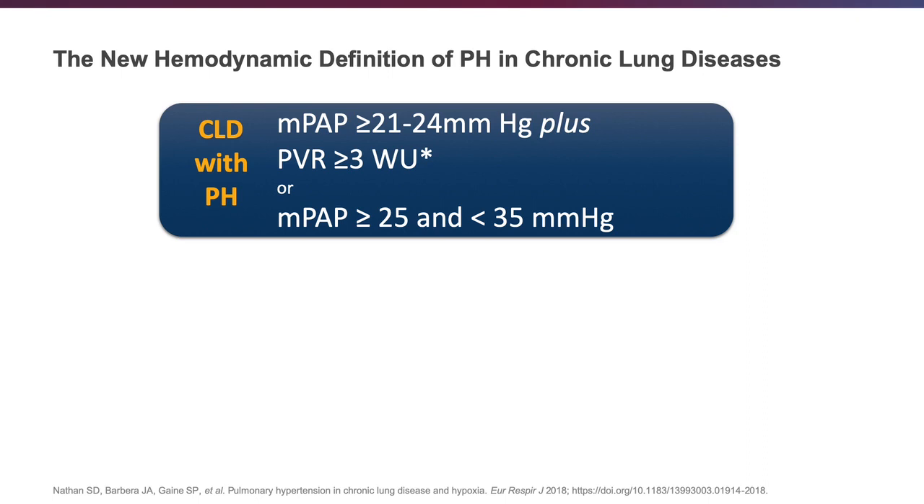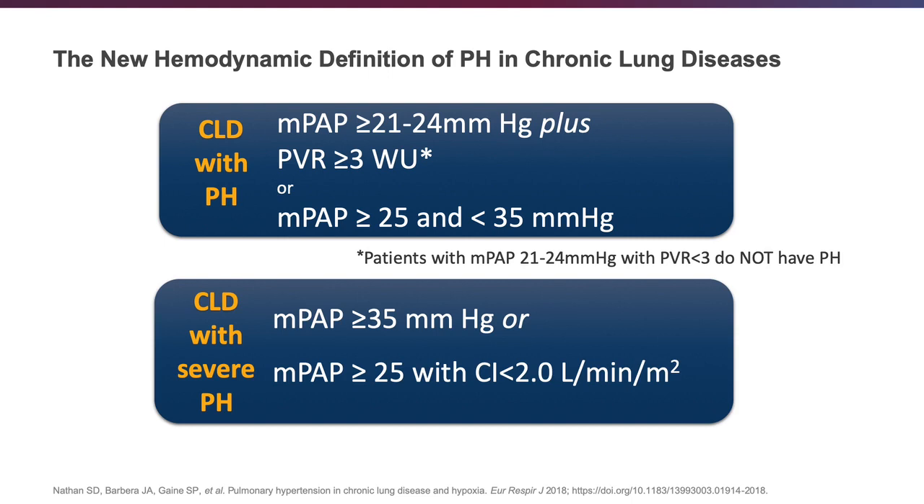So again, mean pulmonary pressure is between 21 and 24 millimeters of mercury. You notice there's a little bit of discrepancy between this definition and the pre-capillary definition. Pulmonary vascular resistance has to be more than 3 Wood units, or mean pulmonary pressure has to be between 25 and less than 35 millimeters of mercury. You would notice that if pulmonary vascular resistance is less than 3 units, even with elevation in pulmonary pressures, that actually does not qualify someone for a definition for presence of pulmonary hypertension.